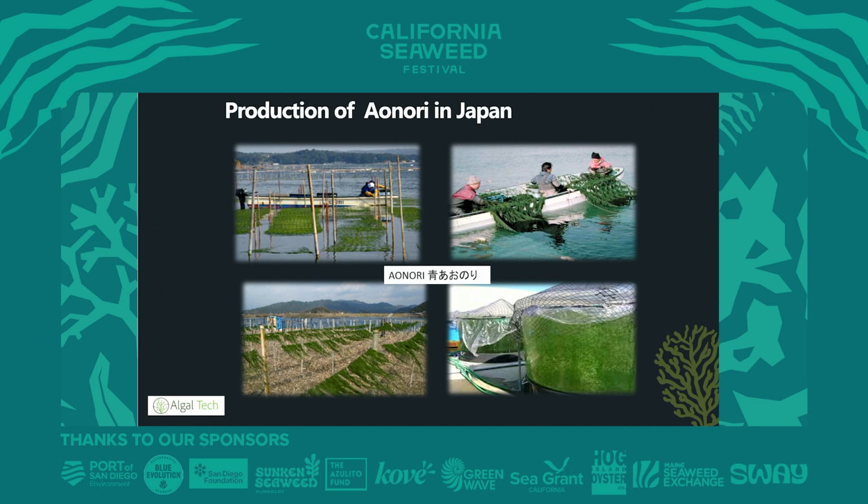Aonori is a seaweed that is very popular in Japan. There are 3 different species of ulva that are used. Ulva prolifera is one of them. And the culture of aonori in Japan is done in the open ocean by fishermen that do fishing and growing the seaweeds some part of the year. And they dry it in the open air.